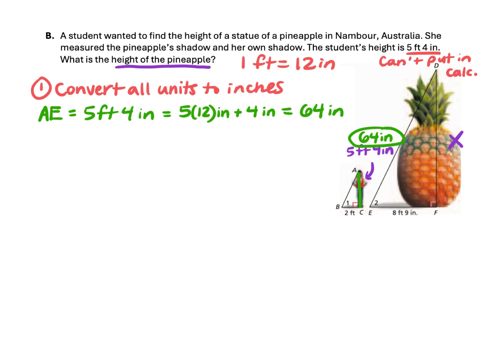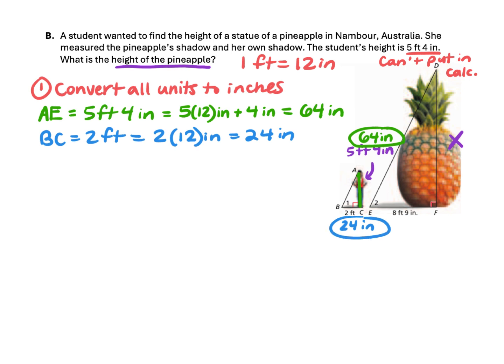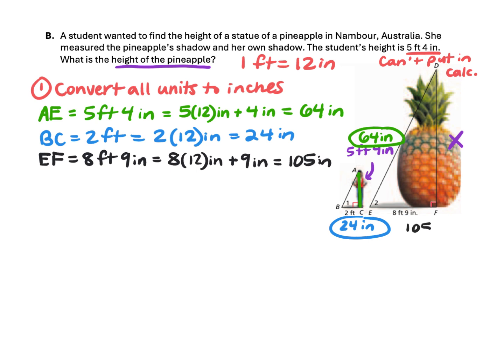Let's do the same with the person's shadow. The person's shadow, BC, is equal to 2 feet. And again, there are 12 inches in a foot. So if we take 2 times 12, that's 24 inches. Let's make one more conversion here for the pineapple's shadow. That's EF in the picture, and you can see that EF is 8 feet 9 inches. 8 feet would be 8 times 12 inches. That covers the 8 feet. Then we have to add on 9 more inches. And if you calculate that out, it ends up being 105. So the shadow of the pineapple is 105 inches.